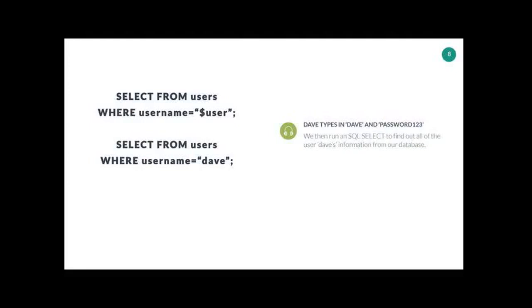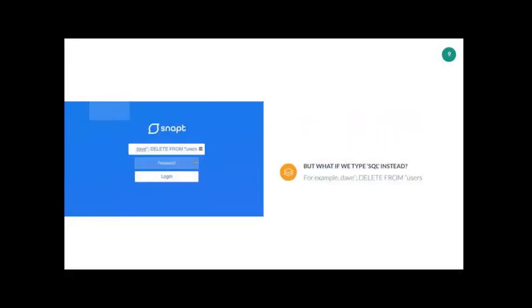And in this case, $user is Dave, because that's what was sent through. And the database then returns us all of Dave's information. And we can say, okay, is the password in the database the same as the password that was entered? And if so, allow him in. If not, reject him. So you can see here how $user becomes the word Dave when it's actually run on the database server, because your web application or program or whatever is replacing that with the real variable.